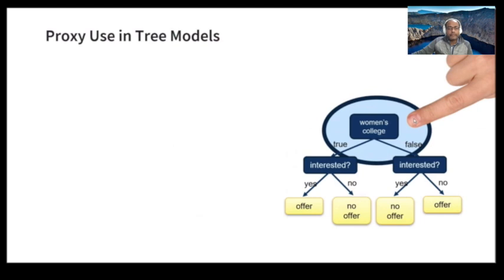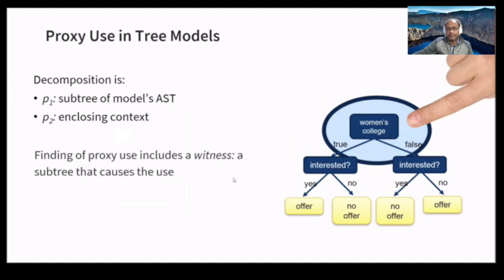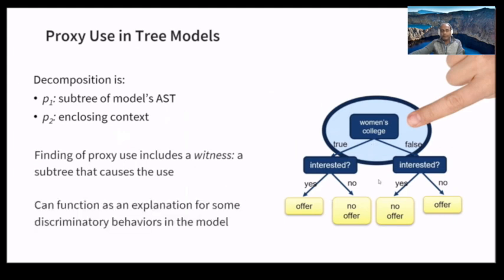Now, whether an applicant comes from a women's college or not happens to be a strong proxy for gender in this example. So at a high level, the way that proxy use in tree models works is that we take a tree model and decompose it so that the proxy is a subtree of the model's AST. In this case, the women's college would be the example of the proxy. And then the rest of the model is the enclosing context. The interesting thing here is that when we find proxy use in this kind of model, it also includes a witness, a subtree over here that causes the use of that proxy. And this can function as an explanation for some discriminatory behaviors in the model.